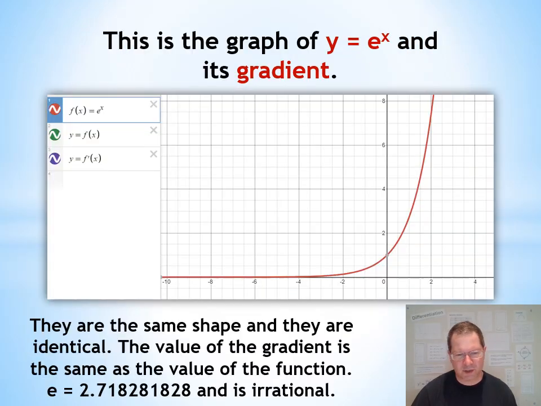There's a number which is about 2.718281828. It looks like it's going to recur, but it doesn't. It's an irrational number, and we call it e. And for that value, e to the x always has the same gradient as the value at that point. So the rate of change of the curve is the same as the value of y at each point.